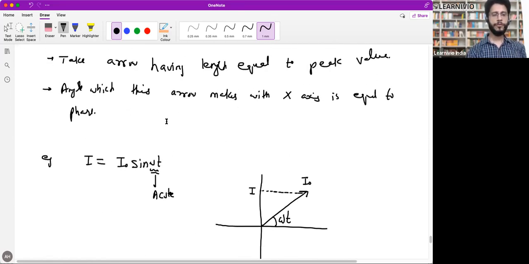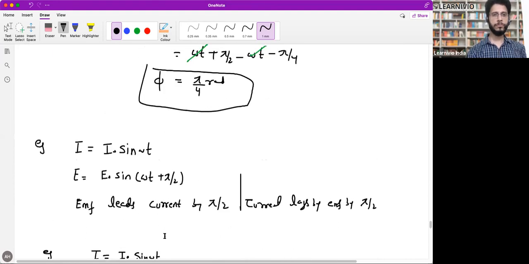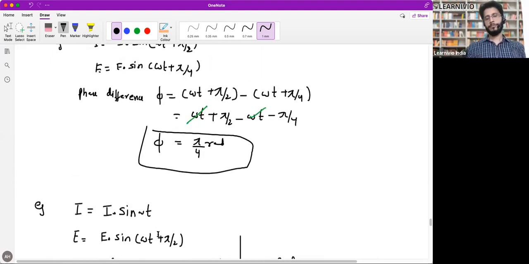Okay, Mariam, tell me. What's the phase difference between EMF and current? Pi by 2. Pi by 2. And what should be the power factor now? We did power factor just now. The phase difference, phi, is pi by 2. Then how much is the power factor?